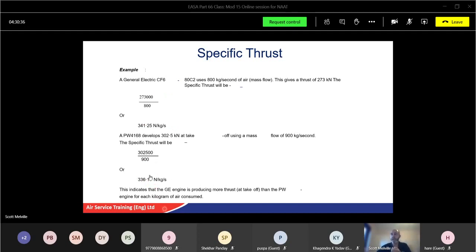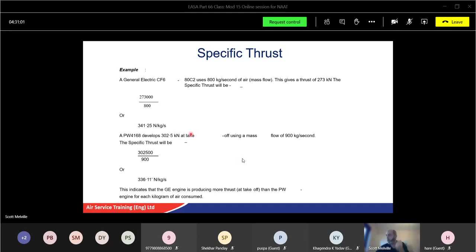So that indicates that the CF6 engine, this one here, is producing more thrust at takeoff than this one here. This is a Pratt & Whitney engine. So we've got two engines with two sets of thrust, depending on the mass flow rate. So we can see that the CF6 is slightly more powerful than the Pratt & Whitney. All right.